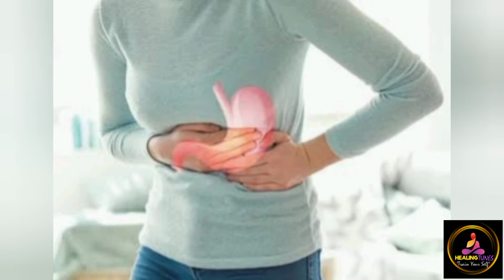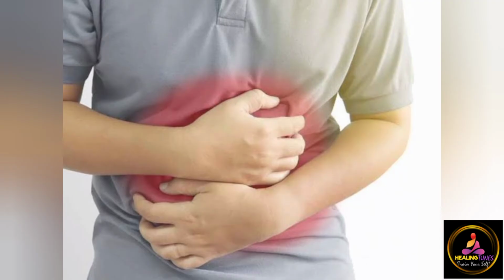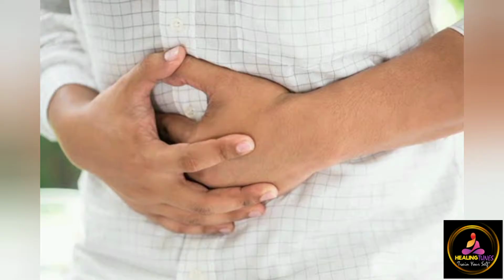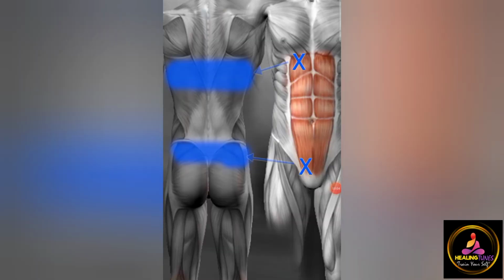Sometimes thoracic and abdominal muscle trigger points refer pain that mimics epigastric pain. Today we are discussing the abdominal muscle trigger points and their referred pain. First, we are discussing the rectus abdominis.